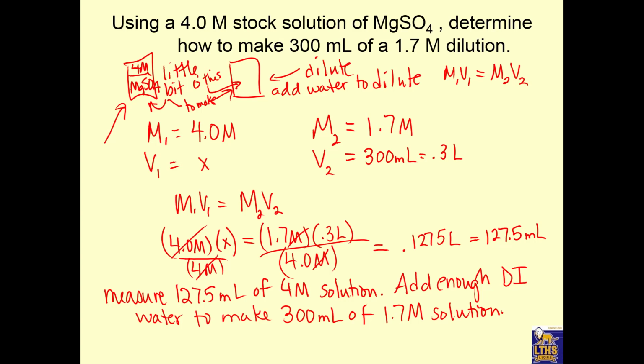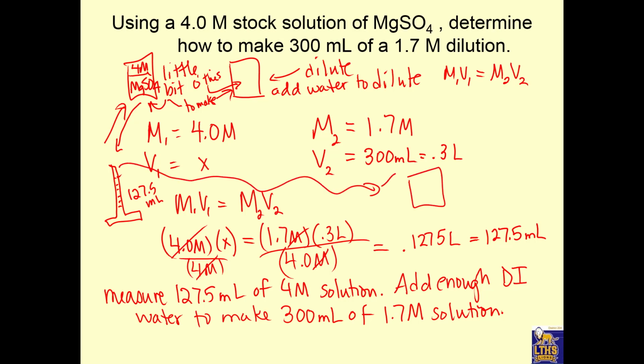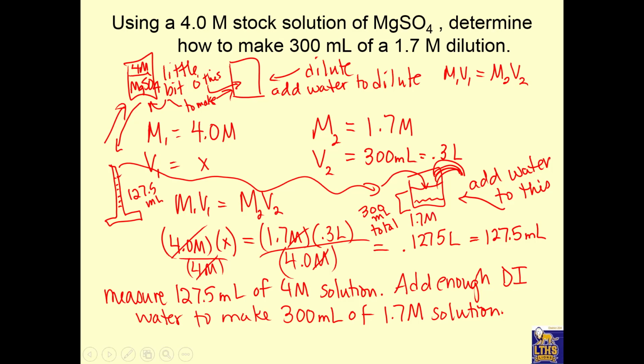All right. So what does that mean? So here's me. Here's my graduated cylinder, with the marks on it. I pour 127.5 milliliters of this. And then I take that, I'm taking it over here to a new container and pour it in. And then add water to this. And then, okay, so here's water. Water. And then when I'm done, I get 300 milliliters total. And then it's 1.7 molar. Okay? Look at that. Those are great drawings. I know they help.